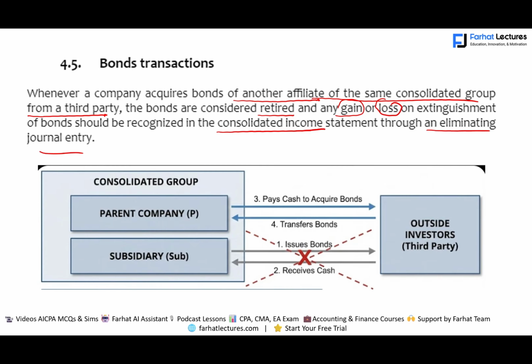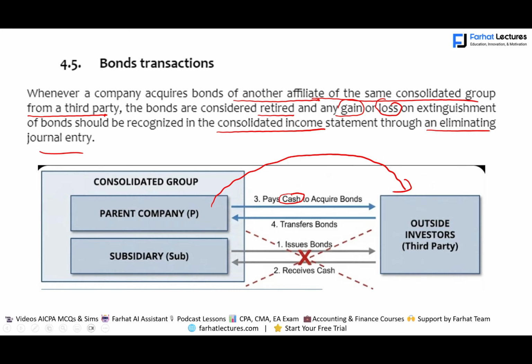Let's translate. We have a consolidated group. We have a parent company and a subsidiary. They belong in the same group. The subsidiary issued a bond to a third party and they received money. Great. What happened is this. The parent company went and purchased the bond from the third party. They paid cash to acquire the bond, and the bond is transferred back to them.